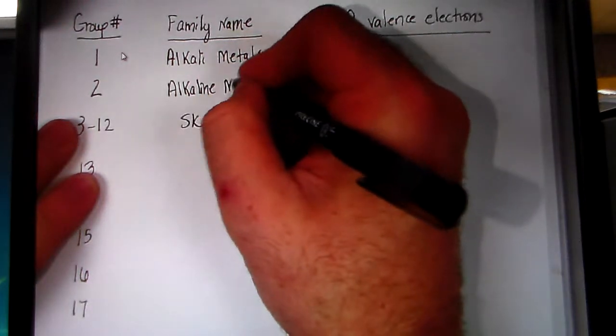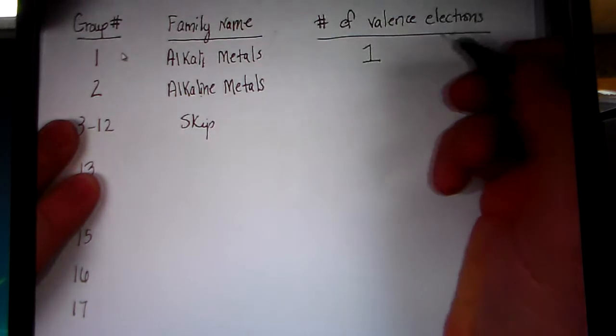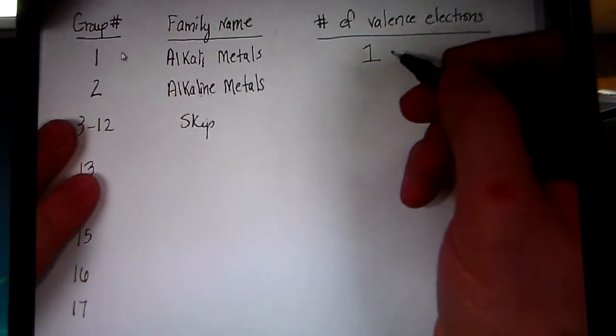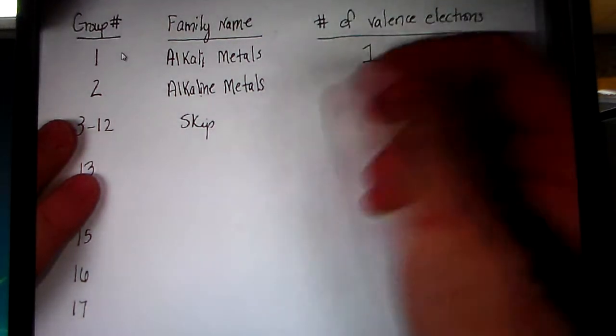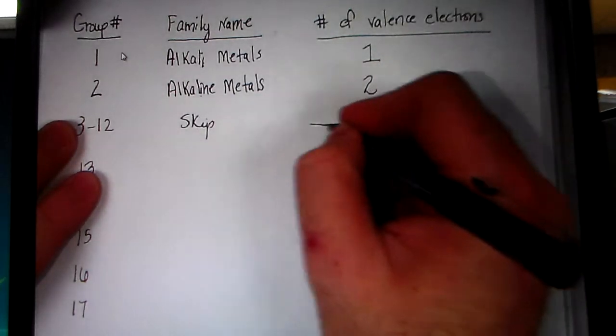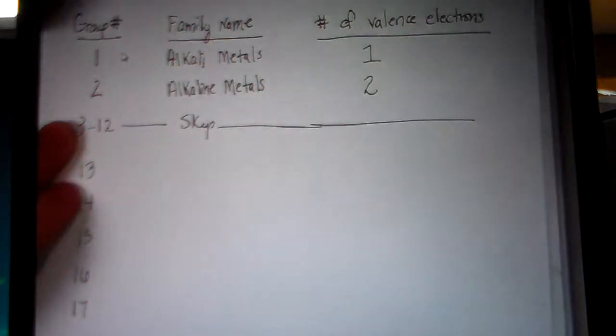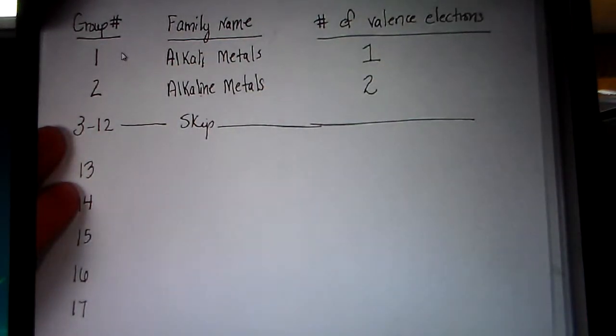Alkaline metals. There's a difference. This is alkali, this is alkaline. You ever heard of alkaline batteries? Group 1, group 2. Group 2 has 2 valence electrons. Group 3 through 12 have several, so we skip them. We won't do them for this class. If I give you one, I'll have to tell you what it is.